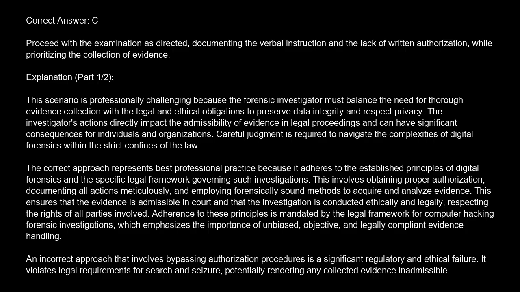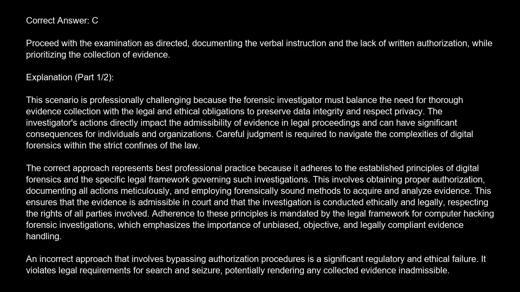The investigator's actions directly impact the admissibility of evidence in legal proceedings and can have significant consequences for individuals and organizations. Careful judgment is required to navigate the complexities of digital forensics within the strict confines of the law. The correct approach represents best professional practice because it adheres to the established principles of digital forensics and the specific legal framework governing such investigation.